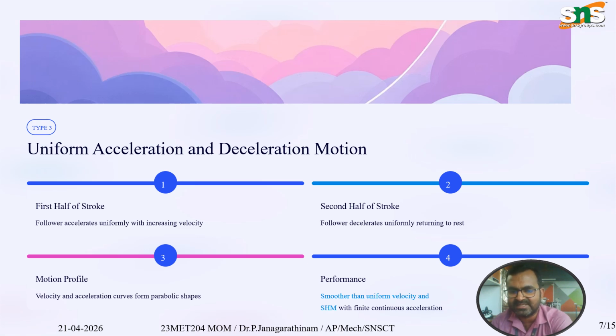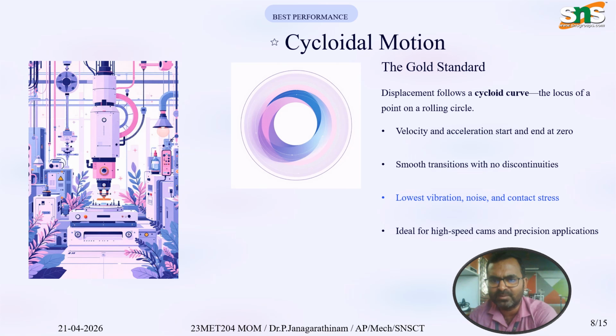Cycloidal motion is the gold standard. The displacement follows a cycloid curve, the locus of a point on a rolling circle. Velocity and acceleration start and end at zero, with smooth transitions and no discontinuities. It has the lowest vibration, noise, and contact stress, and is ideal for high-speed cams and precision applications. Comparatively, cycloidal motion is used for reducing vibration, noise, and contact stress.